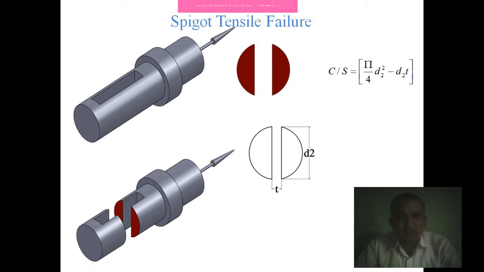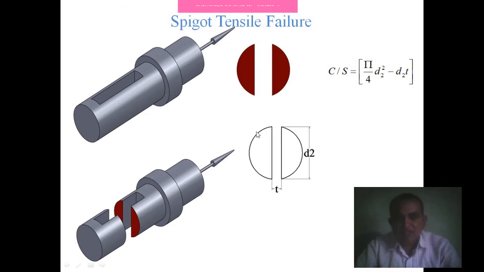Maybe the failure occurs in the spigot diameter, or maybe the failure occurs in the minimum cross section. Obviously, a hollow cross section is present where we are going to insert the Cotter, and the failure occurs at the typical zone of this cutting portion. This is the area where the tensile failure occurs. So our aim is to find out the area.